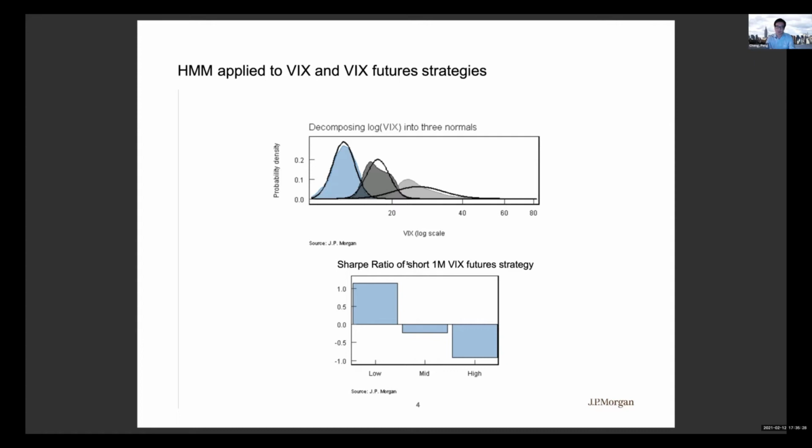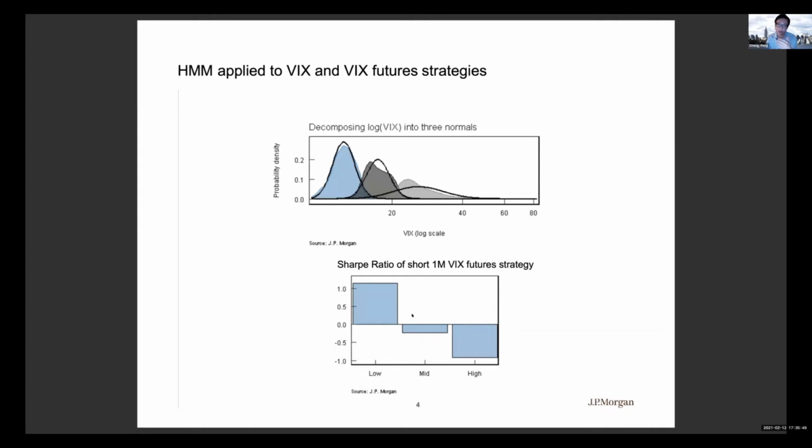But let's say we just implement this kind of strategy, but conditional on which regime we're in, based on the HMM classification. Then in the low volatility regime, we achieve a Sharpe ratio of over 1. In the high volatility regime, we achieve a Sharpe ratio of -1. In the medium vol regime, it's kind of 0.